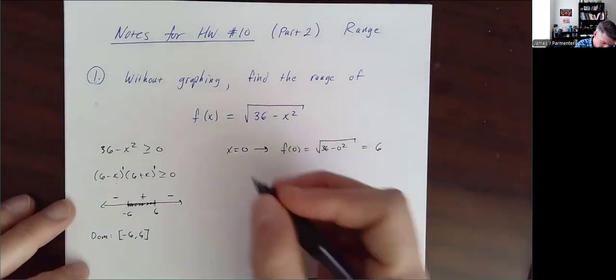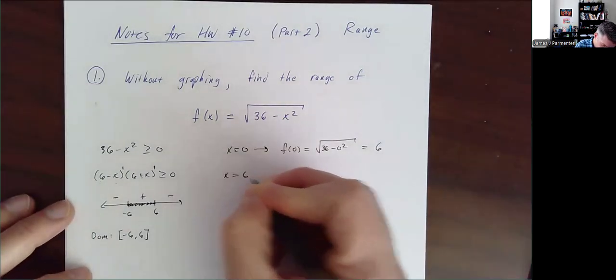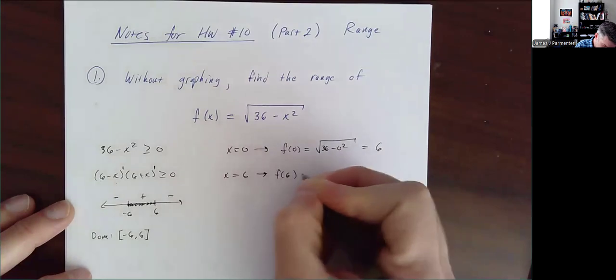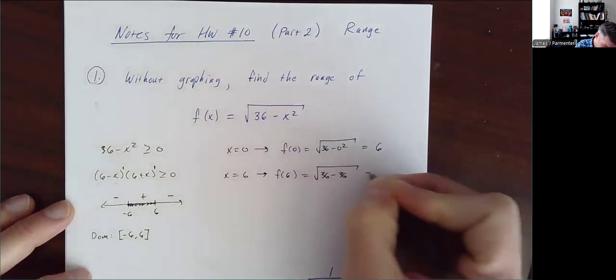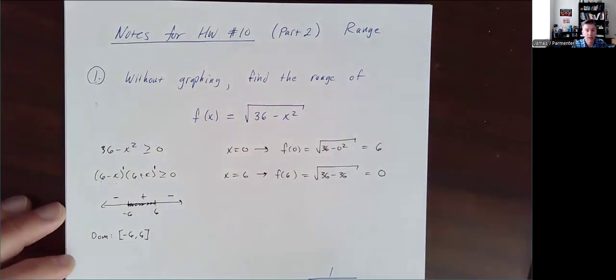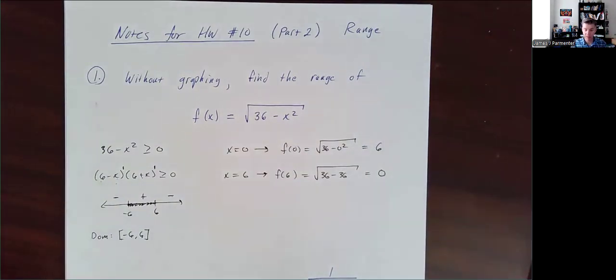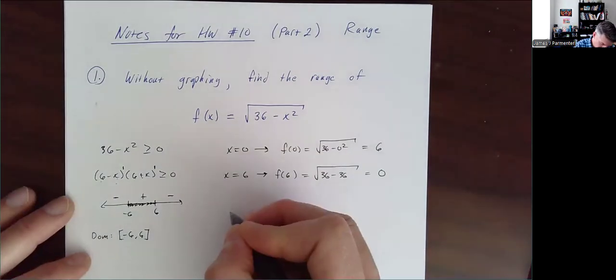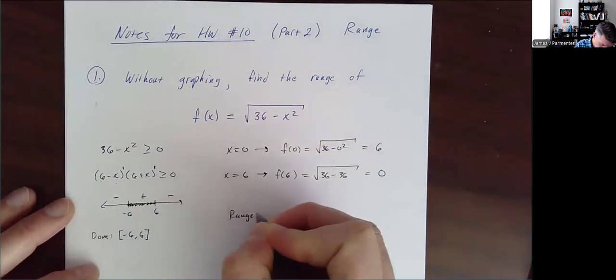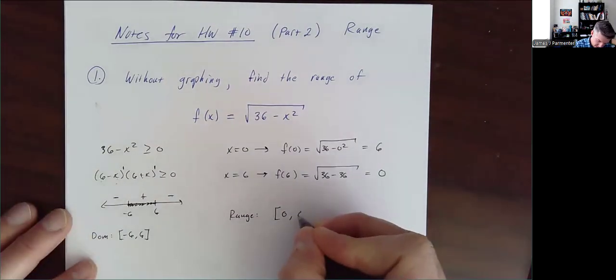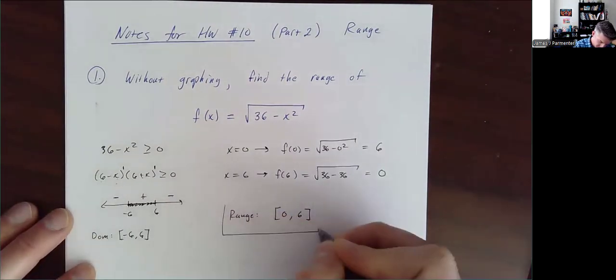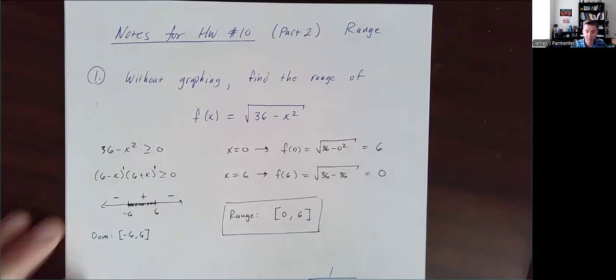If you plug in either one of those, f of 6 is going to be the square root of 36 minus 6 squared, which is 36, which is going to be the square root of 0, which is 0. So the biggest value we get is 6, the smallest value we get is 0. So it looks like our range here has a low of 0, where you can't take a square root and get a negative number out, and the high is 6, inclusive. That's how you would approach something like this.